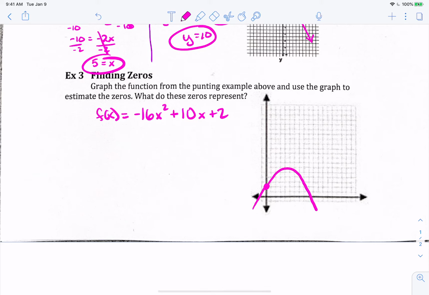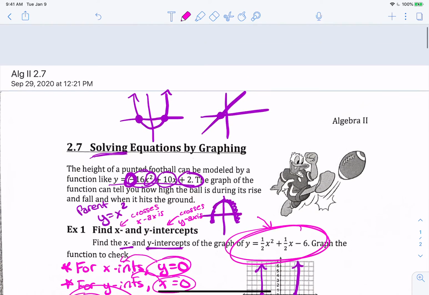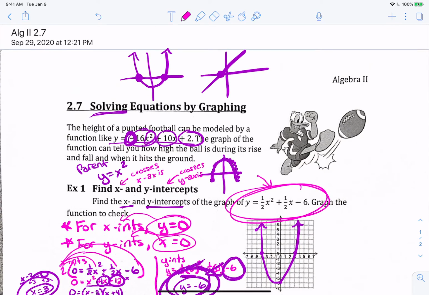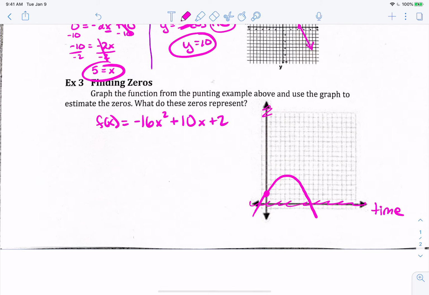Now, what is across here at 2? Let's label our x-axis and y-axis. Do you know what the x-axis represents? What's the x-axis talking about? How far away? Kind of, maybe. It is time, I'm pretty sure it's time. The graph of the function can tell you how high the ball is during its rise and fall and when it hits the ground. When it hits the ground, when is talking about time. Okay, and what's the y-axis talking about?